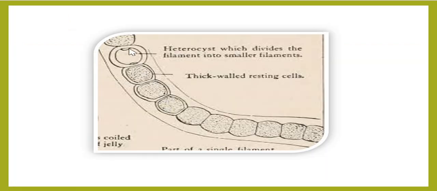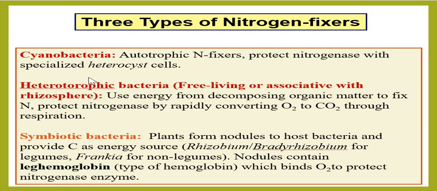Okay, so I will show you the heterocyst cells. Here you can see the heterocyst cells. So these heterocyst cells are present in cyanobacteria, and they protect nitrogenase from oxygen. Again, we will see the second category, that is heterotrophic bacteria. These heterotrophic bacteria are free living or may be associative with the rhizosphere. They have a different kind of mechanism, and that mechanism is respiration. The oxygen present in the rhizosphere, they take up and use in respiration, and thus they convert oxygen to carbon dioxide and provide nitrogenase an oxygen free environment.